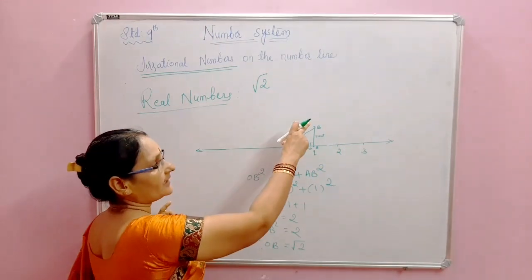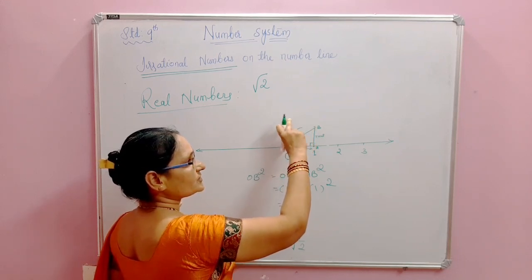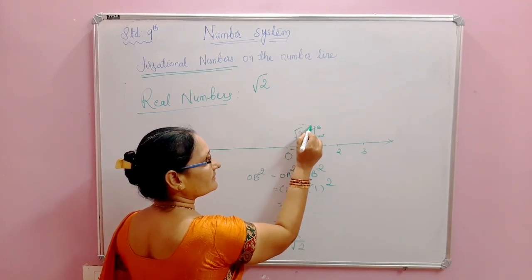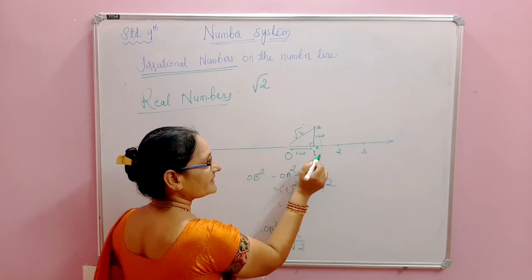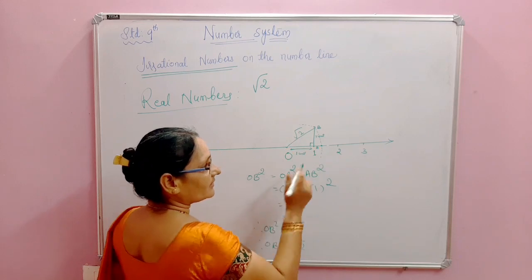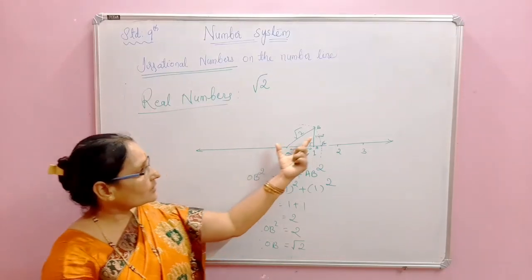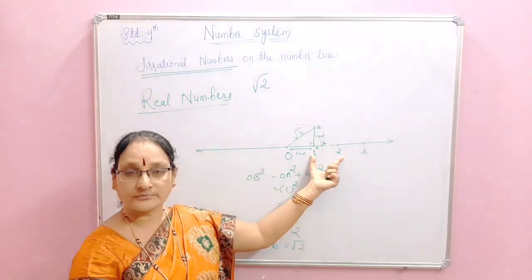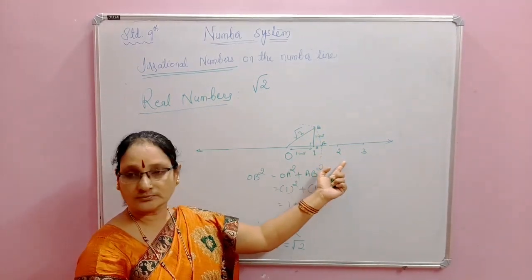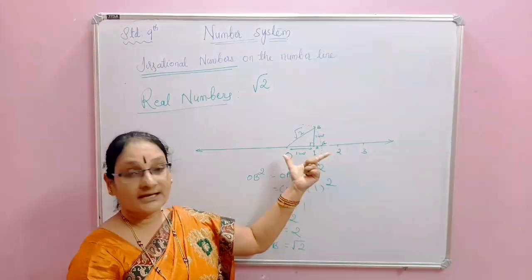See now, take the compass of radius OB like this. You just draw an arc here. This is OB. Just draw like this. Yes, this point is there now. This is what? The root 2. The location of root 2 is here. Root 2 comes in between 1 and 2. Very important. Where does it come? Root 2 comes in between 1 and 2. This is the location of root 2 on the number line.